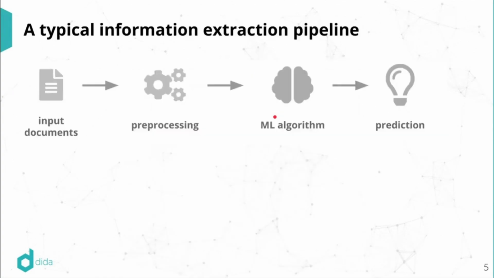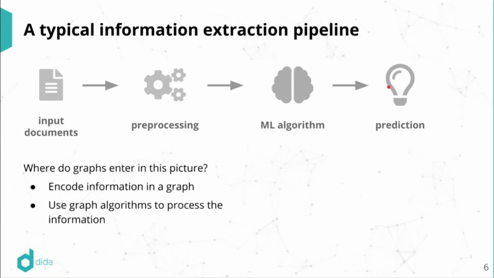All right, so here's a typical information extraction pipeline. We have some input data, some input documents. We apply some pre-processing to it. So maybe in that case, our input was PDF files, and we pre-process in a suitable way such that the data can be fed to a machine learning algorithm, some number crunching algorithm. And then out of this comes some useful prediction from the model.